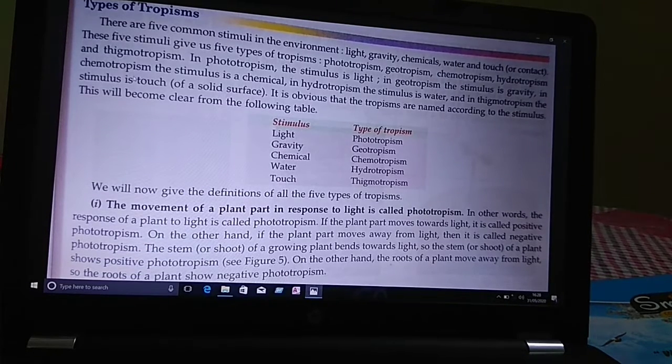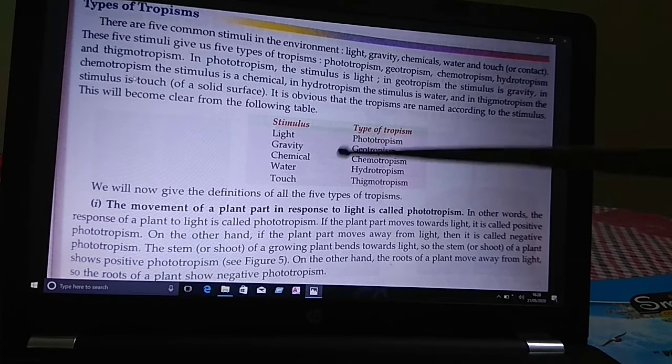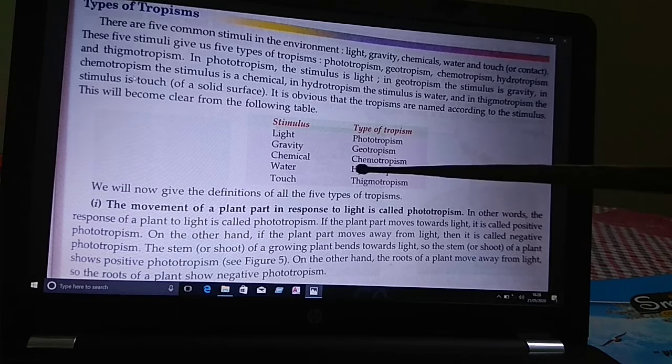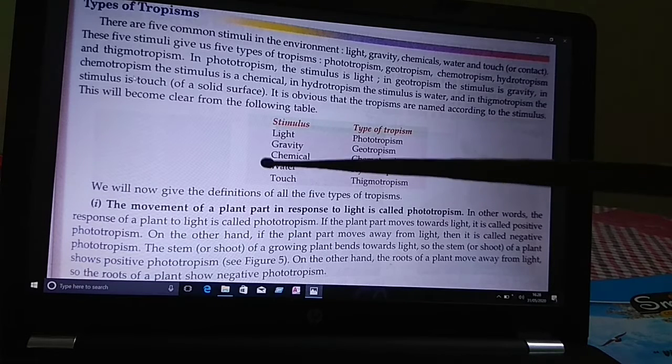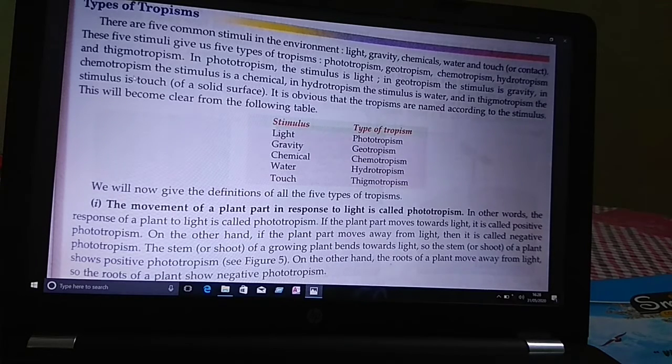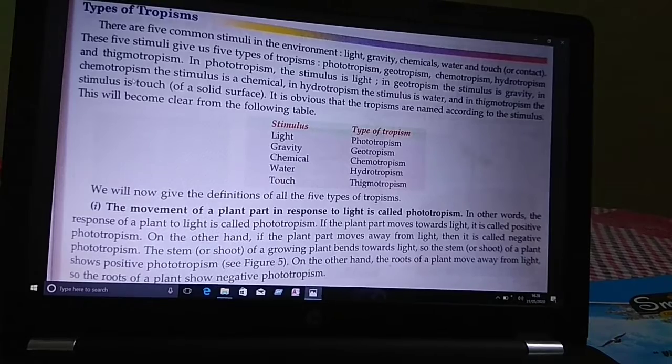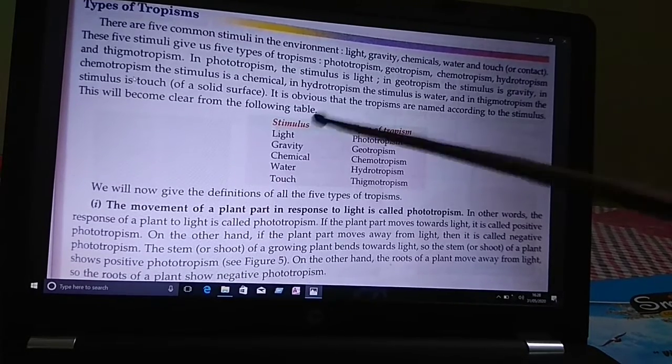I think children you know that photo means light, geo means gravity, chemo means chemicals, hydro means water and thigmo means touch. So now I will tell briefly about all of these.